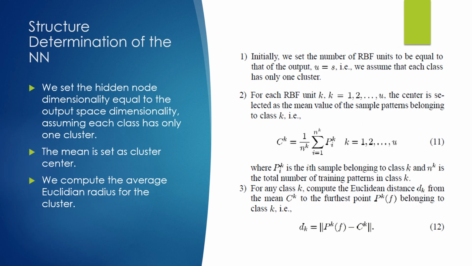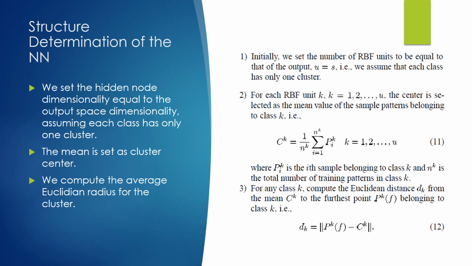Now that we know what a radial basis function neural network is, the next step is to determine the structure of the neural network that we're going to use. Initially, we set the number of radial basis function units, which is the hidden node dimensionality, equal to that of the output space. So we're assuming that each class has only one cluster associated with it, and we set the center of that cluster to be the mean value of the sample patterns which belong to that class.